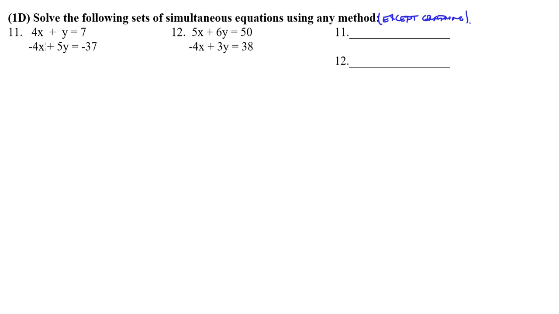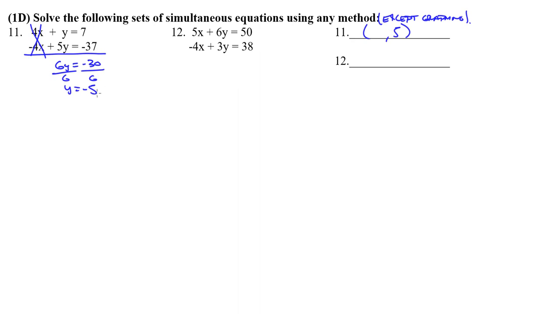Anyway. So elimination is probably a good one for this, because if we add these 2 lines together, look, these x's drop straight out. That turns into 0. y plus 5y is 6y. 7 minus 37 is negative 30. Divide both sides by 6, and we get y equals negative 5. Had a fair amount of people that put positive 5 on that because they forgot their negative on this somewhere, and then that threw off your other answer. Okay, that threw off your x answer.